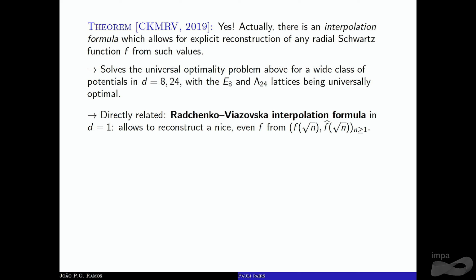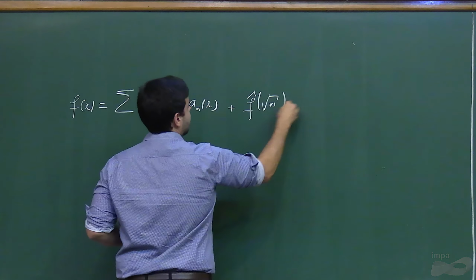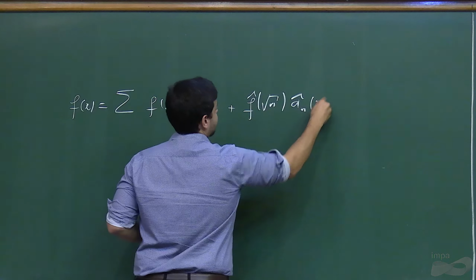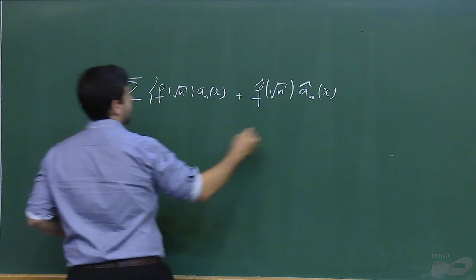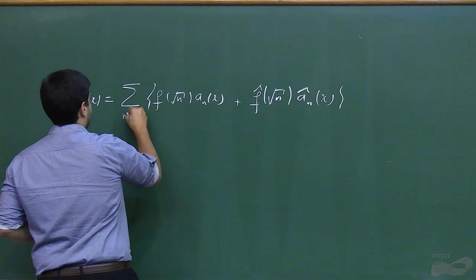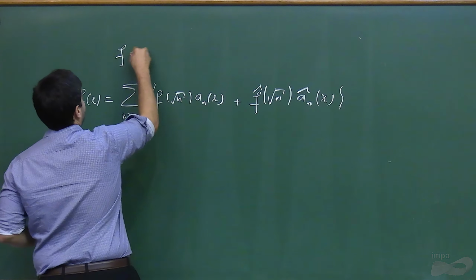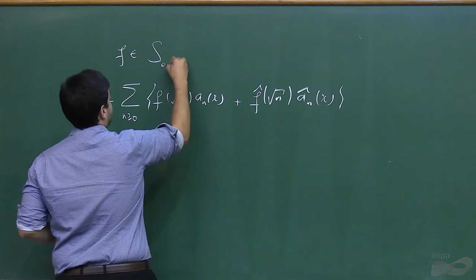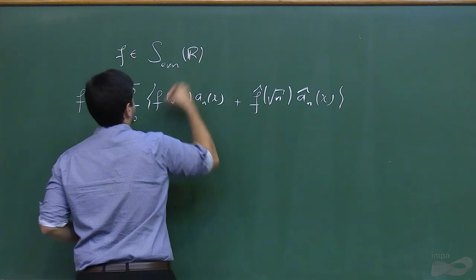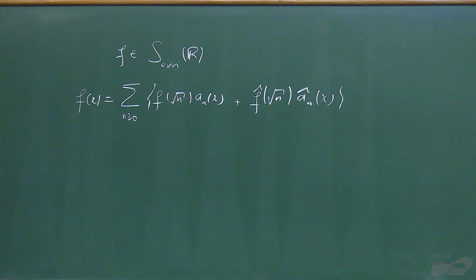So basically the formula that we get is something like this. So f at x, it's a sum of f at root n, a_n of x, plus the Fourier transform of f at root n times the Fourier transform of a_n. And here n is greater than or equal to 0, and we have to suppose that f is an even Schwartz function on the real line, right?